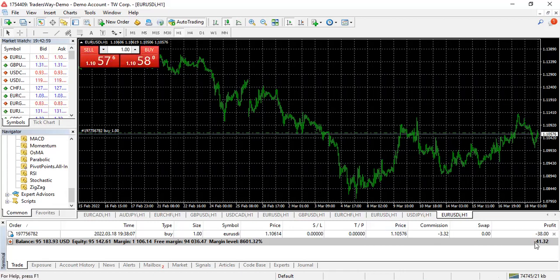As I'm having a negative here, my account is on loss, and it still affects my free margin. If I have a positive, my free margin will increase. If my account is on negative, my free margin will also decrease. So free margin is the amount you have available to open a new position. So I can open as many positions as possible.